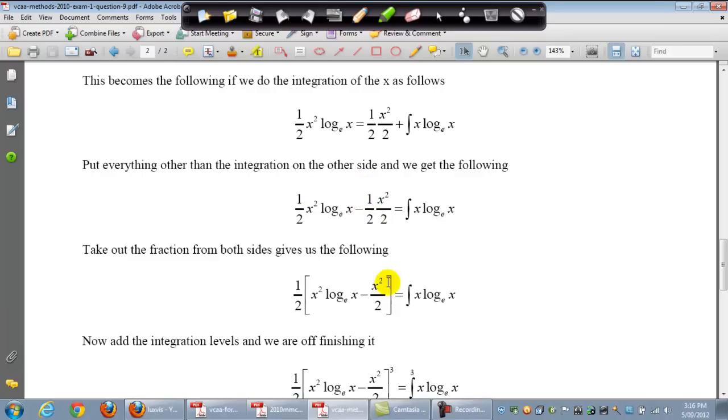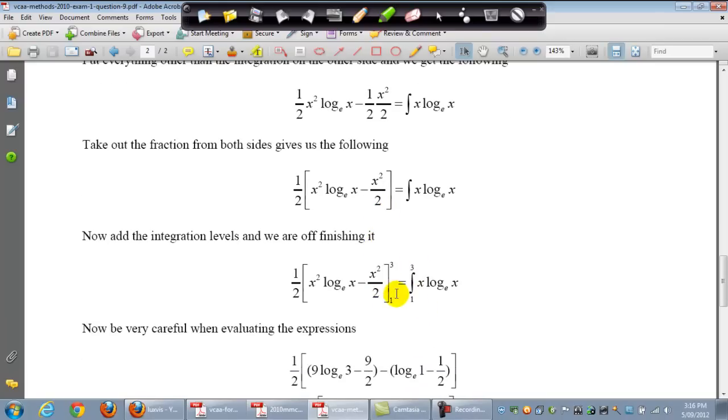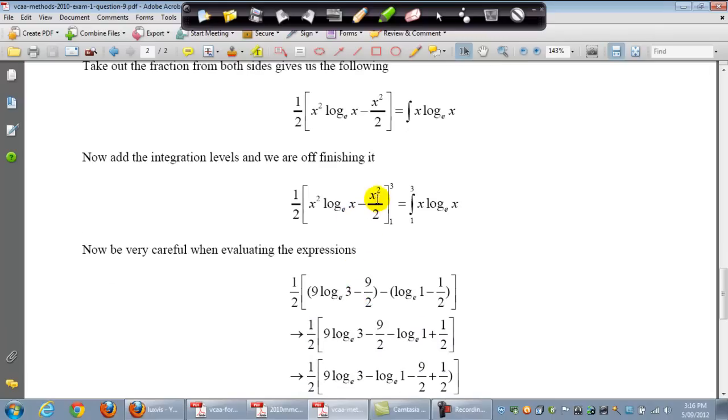Took them out. Now, we want to do an integration, which means we want to go from 1 to 3. So I'll go 1 to 3. So whatever's on this side is equivalent to this side. And now we have to be very, very careful. So we need to put in the 3 first. So we put it in. So that means 3 goes into the x, and 3 goes into there, and 3 goes into there.